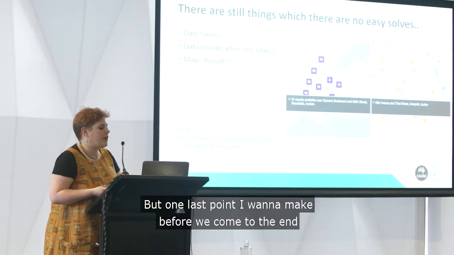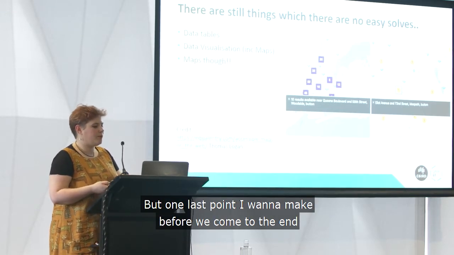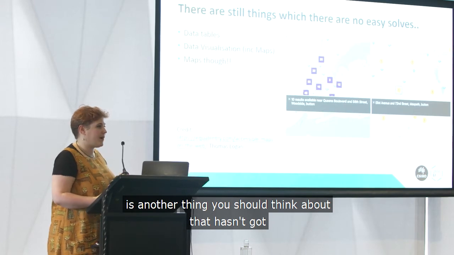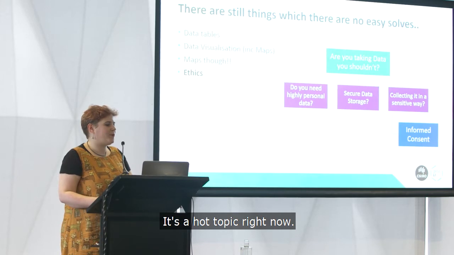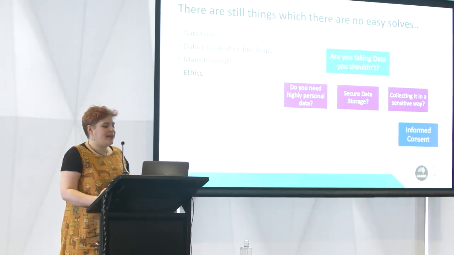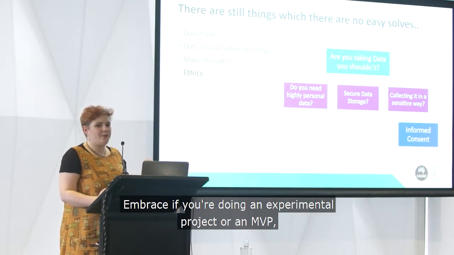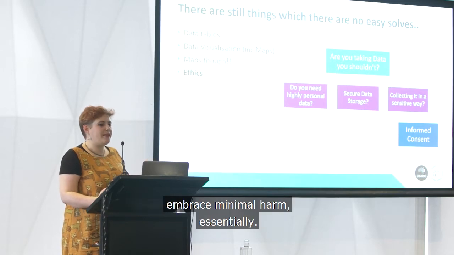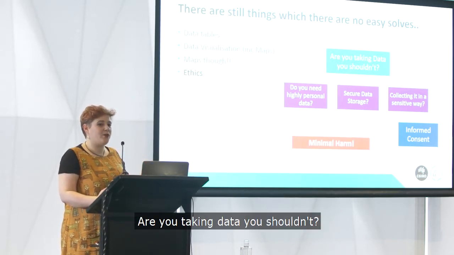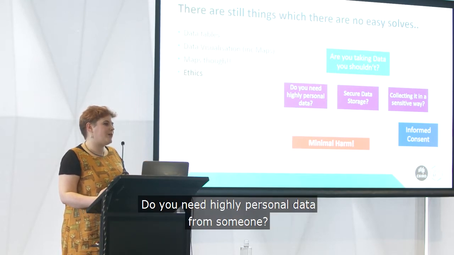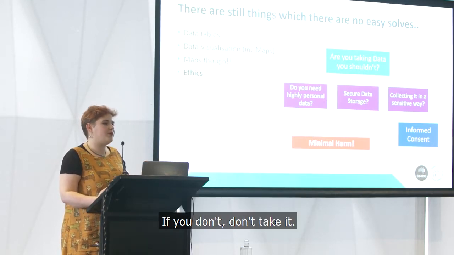But one last point I want to make before we come to the end is another thing you should think about that hasn't got really easy solves: ethics. It's a hot topic right now. If you're doing an experimental project or an MVP, embrace minimal harm, essentially. Are you taking data you shouldn't? Do you need highly personal data from someone? If you don't need it, don't take it.